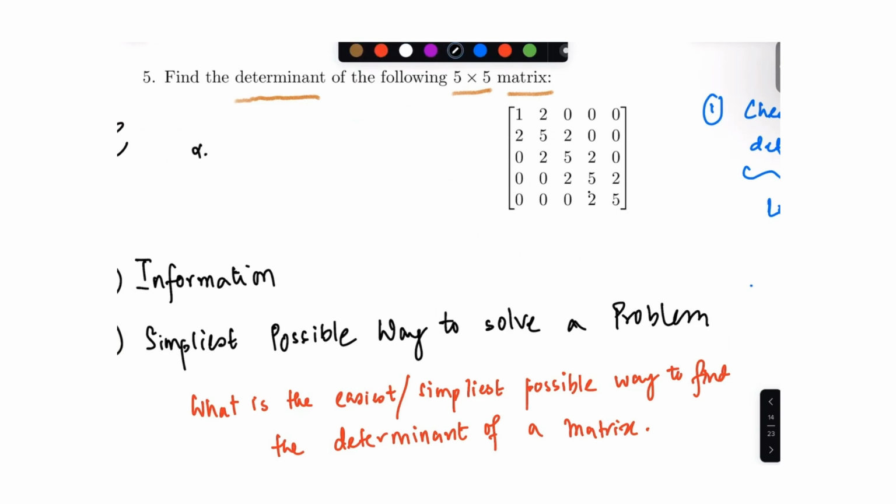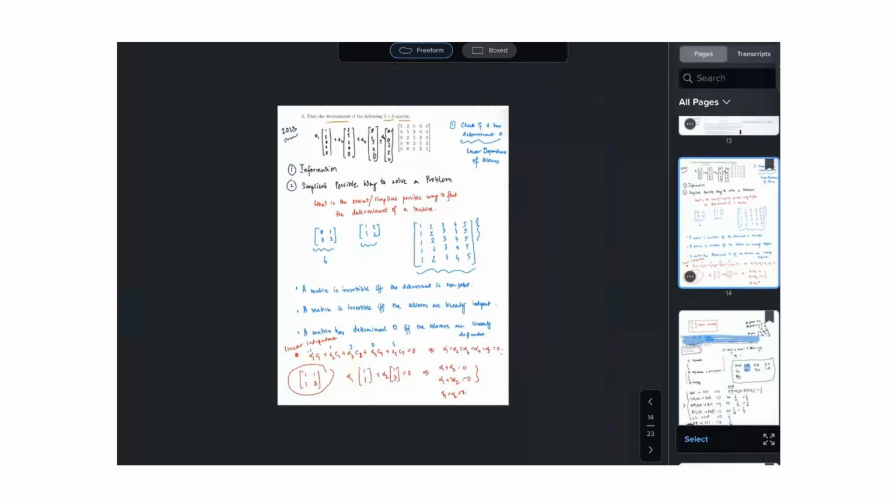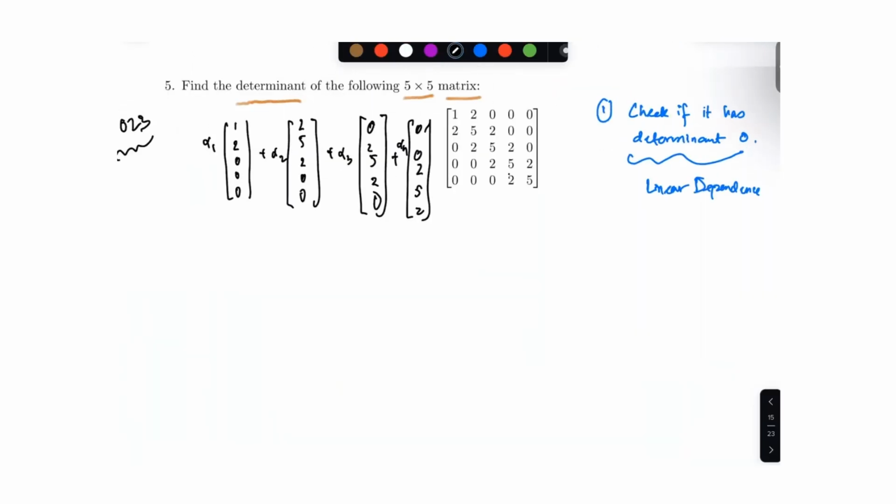We are asking if alpha 1 times (1, 2, 0, 0, 0) plus alpha 2 times (2, 5, 2, 0, 0) plus alpha 3 times (0, 2, 5, 2, 0) plus alpha 4 times (0, 0, 2, 5, 2) is equal to the final one or not. So let me copy this and go to the next page. We want to see whether it's equal to the final column, (0, 0, 0, 2, 5). We can see right away that alpha 4 must be 5 by 2, because there is nothing else below.